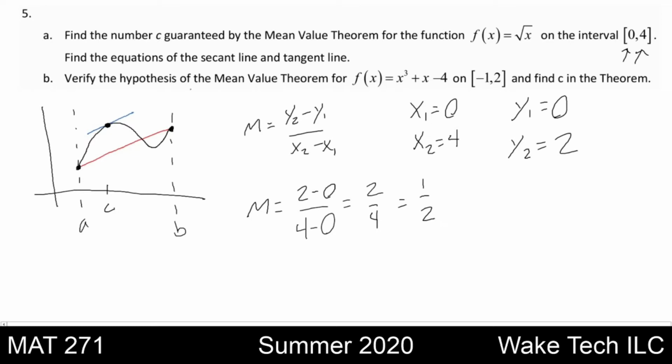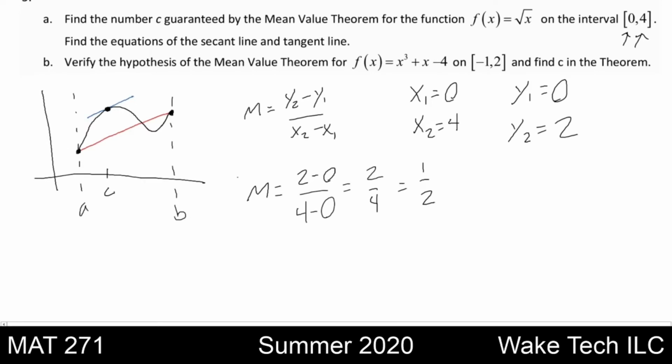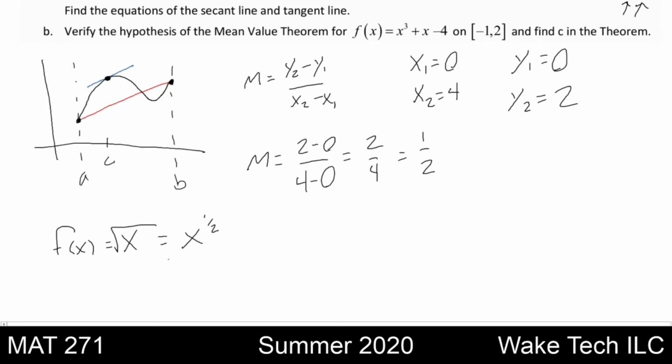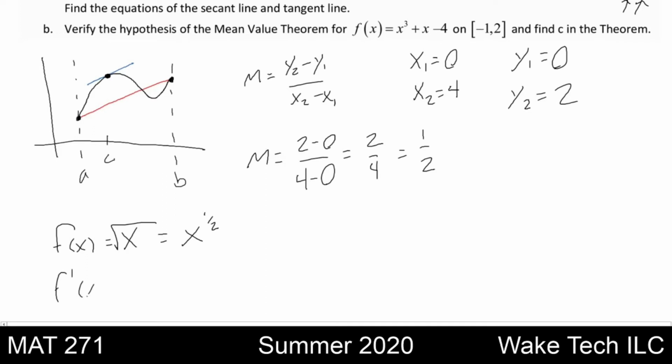The blue line has an equivalent slope, and the blue line is a tangent line. The slope of a tangent line is just the derivative. So we're going to take the derivative of our function, f of x, in order to find an equivalent slope. This is the square root of x, which we can rewrite as x to the 1/2 in order to take the derivative better. f prime of x, we can just use power rule on this, and we'd get 1/2 x to the negative 1/2, which can be rewritten as 1 over 2 square root of x.